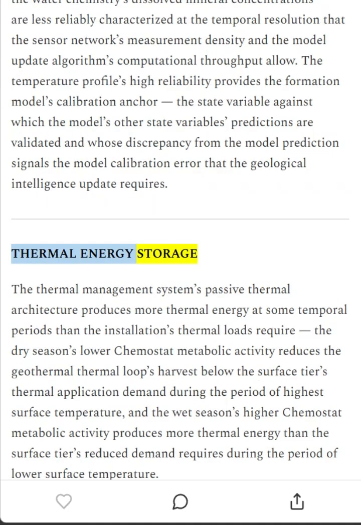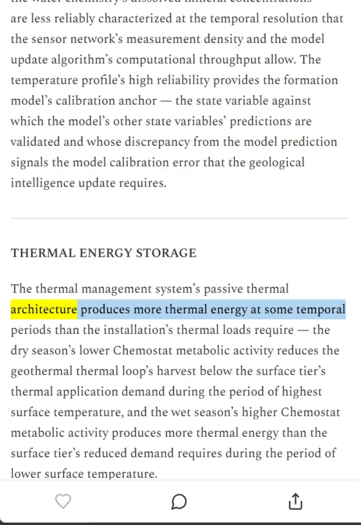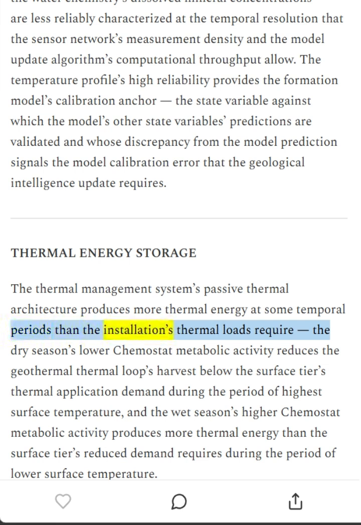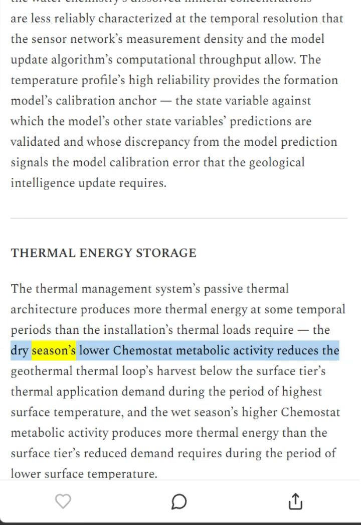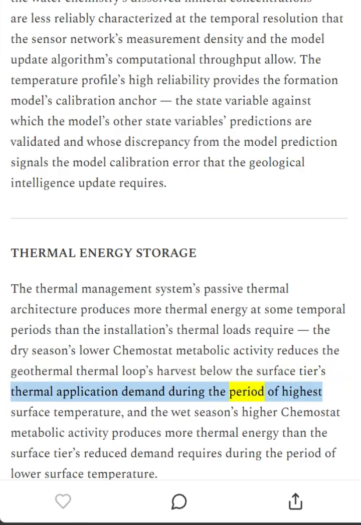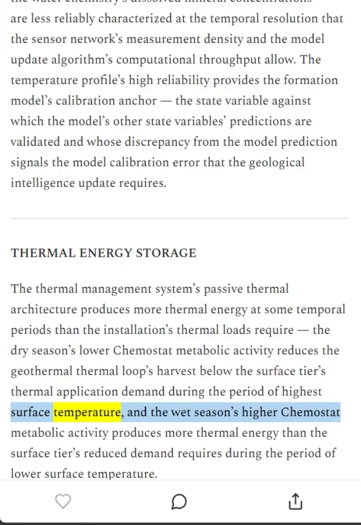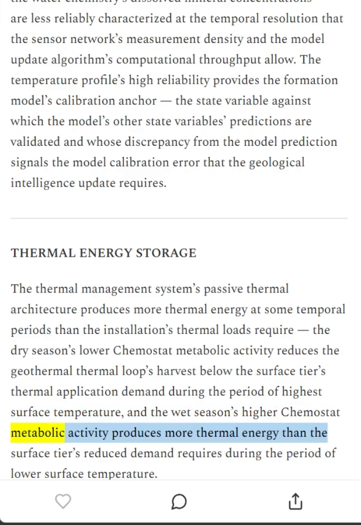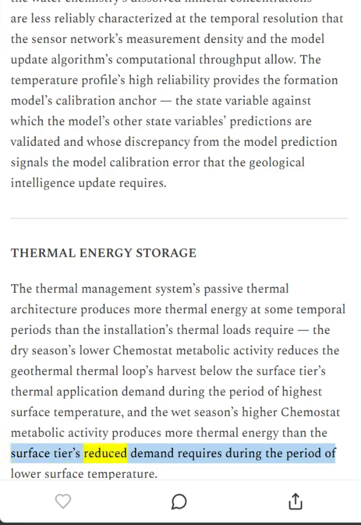Thermal energy storage. The thermal management system's passive thermal architecture produces more thermal energy at some temporal periods than the installation's thermal loads require. The dry season's lower chemostat metabolic activity reduces the geothermal thermal loop's harvest below the surface tier's thermal application demand during the period of highest surface temperature. And the wet season's higher chemostat metabolic activity produces more thermal energy than the surface tier's reduced demand requires during the period of lower surface temperature.